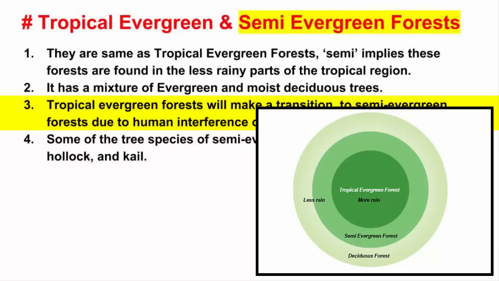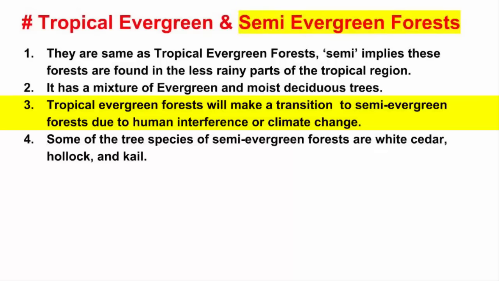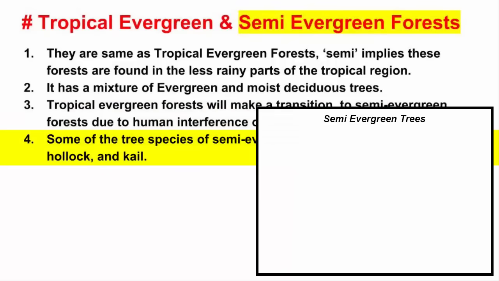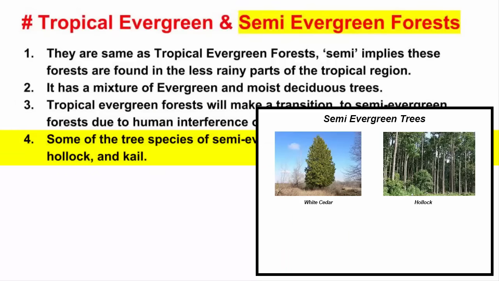So tropical evergreen will have the maximum amount of forest cover, and then slowly and gradually it will decrease heading towards deciduous forest. But in between, semi-evergreen will be the point where few of the rich characteristics of dense evergreen forest are found. Some of the tree species of semi-evergreen forests are white cedar, hollock, and kail.